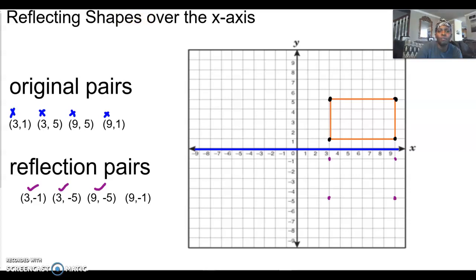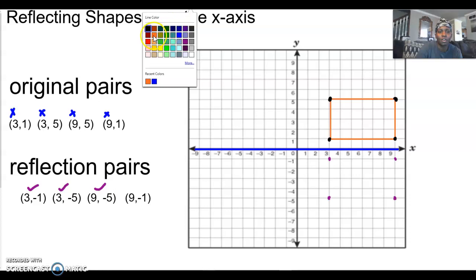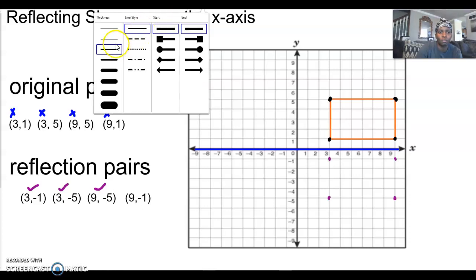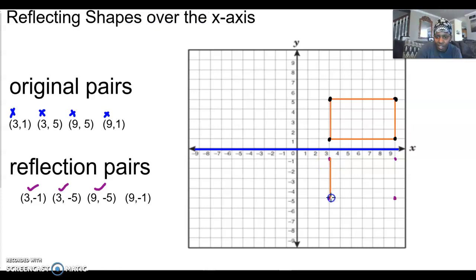Now, what do we have to do? Connect our vertices, connect all of them. So I went on ahead and got it straight. There we go. Here we go. Connect and connect. We just created a reflection of the shape over the x-axis.